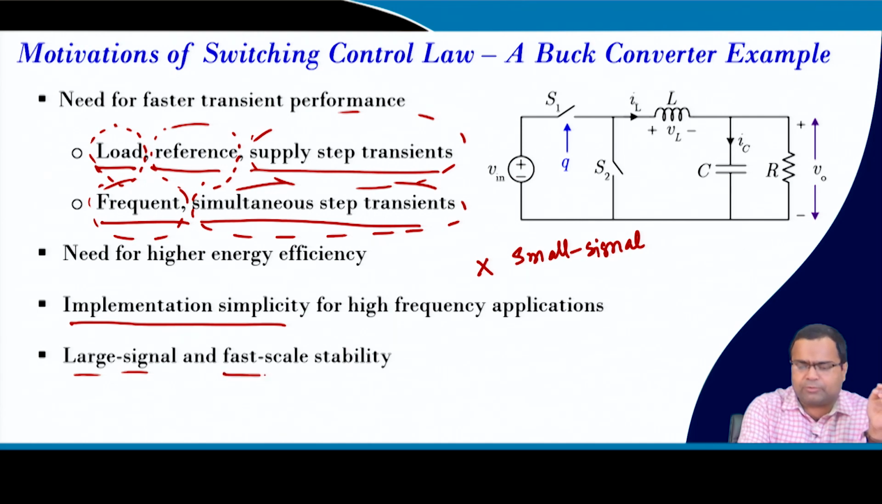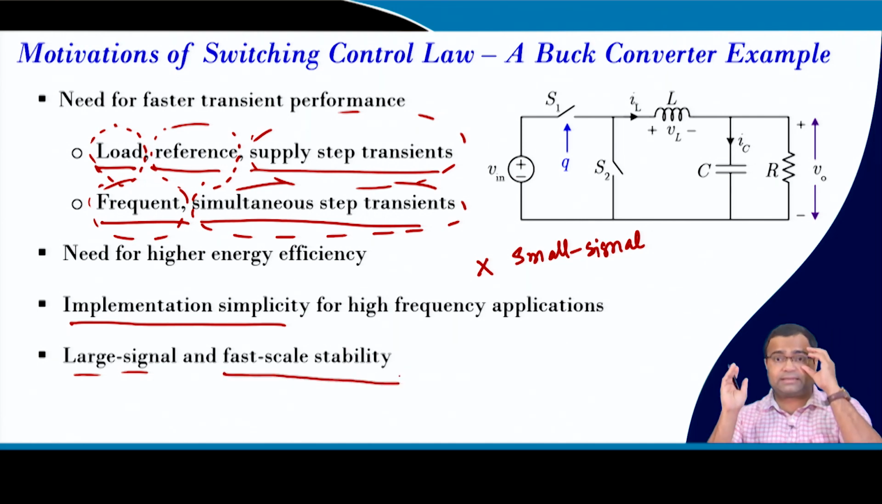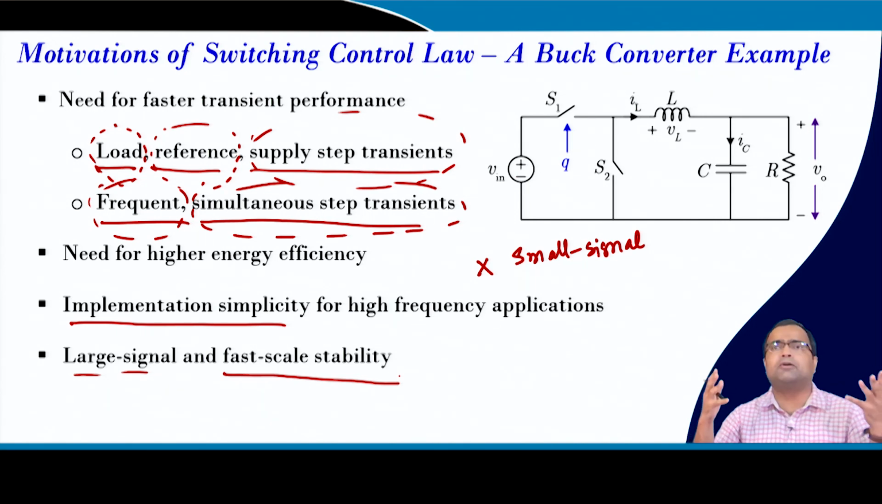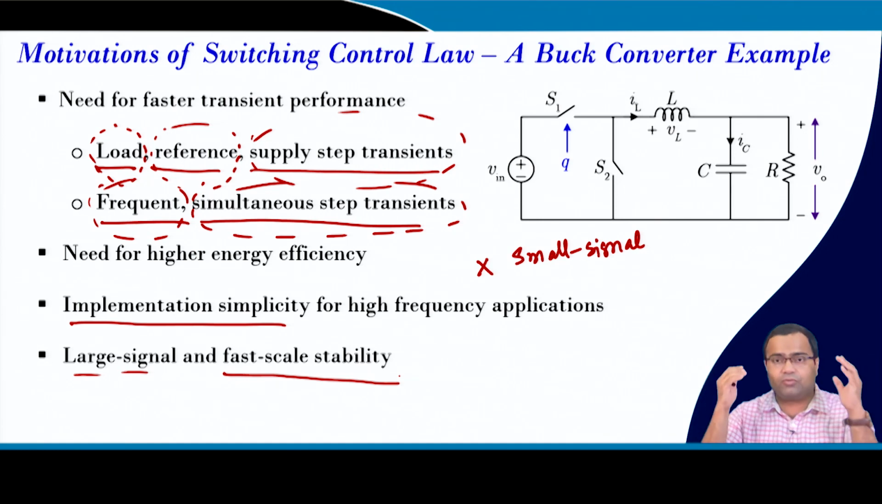And we also talked about fast scale stability. That means at steady state we should not end up with subharmonic oscillation, because that will increase the ripple, that will degrade efficiency, and that will also degrade the power spectrum, because it will make the design of the input filter very complex. So these are the motivations.